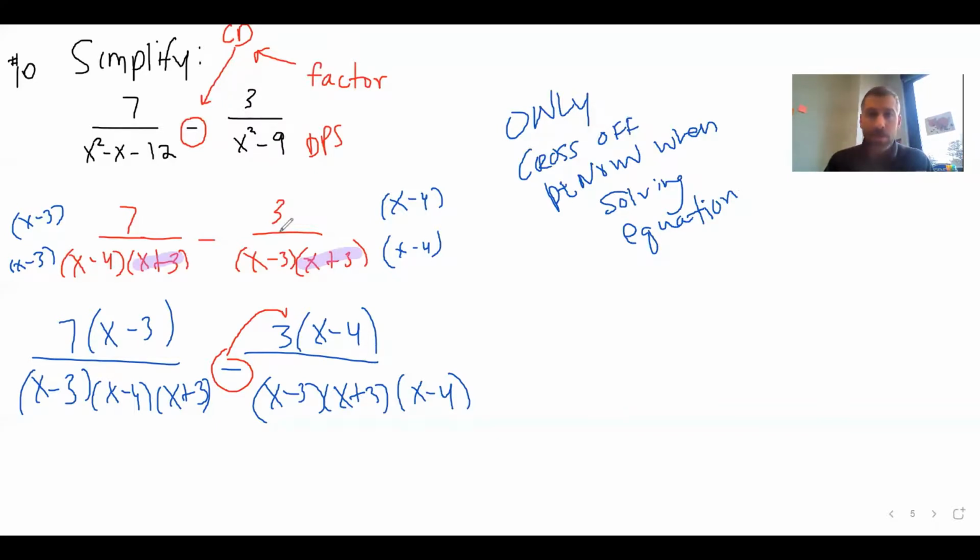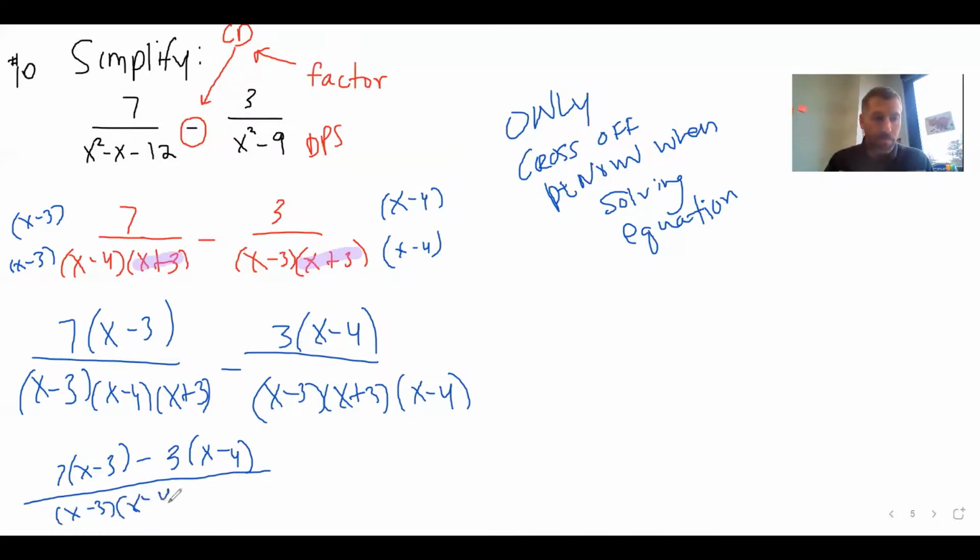The first thing I'm going to do is rewrite as 7 parentheses x minus 3, minus 3 parentheses x minus 4. So I put that whole top together and I'm going to keep the bottom. Bang. This is an answer. This is simplified. I've gone from 2 fractions down to 1, but we really want to simplify this a little bit more such that we can at least simplify the top.